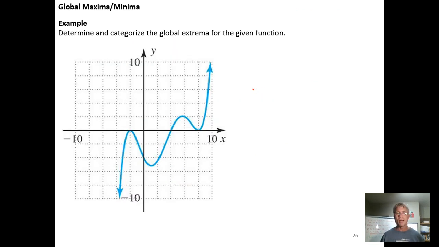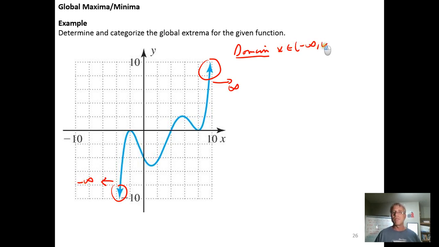Let's look at a final example. So the domain for this particular function, if we look at the fact that we have an arrow here and here, that tells us we're going to infinity relative to the input axis. The x values are going to infinity, and this arrow here with its horizontal component in that direction tells us that the x values are going off to negative infinity. So the domain of this function is negative infinity to infinity.